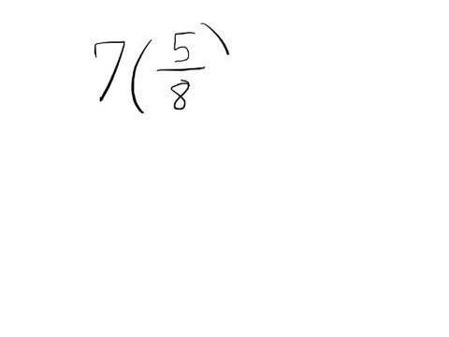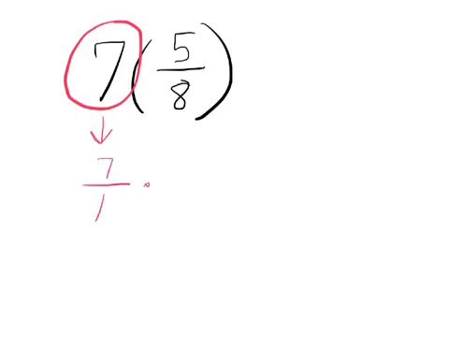Okay, let's do another. 7 times 5/8. So what I'd like you to do is go ahead and push pause and then try to work this problem out on your own, and then push play when you're ready to get feedback. Okay, so you should have worked this problem out, and now we're going to review it together. First step, turn the whole number into a fraction: 7 over 1 times 5/8.